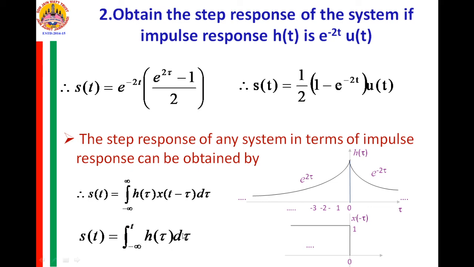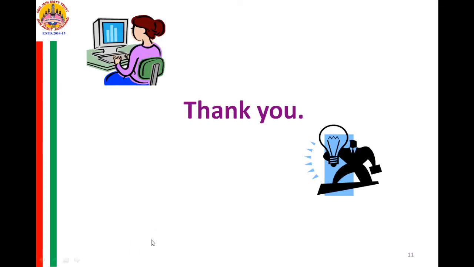Now, depending on the amplitude of this h of tau, this integration can be evaluated further by observing the amplitude of h of tau. That is, from minus infinity to 0 how much is the amplitude, and then from 0 onwards how much is the amplitude, or if it is divided in between also with various amplitudes. Based on that, you can evaluate this integration. So step response s of t is equal to integration from minus infinity to t h of tau d tau. This step response in terms of impulse response can be obtained by evaluating this expression.